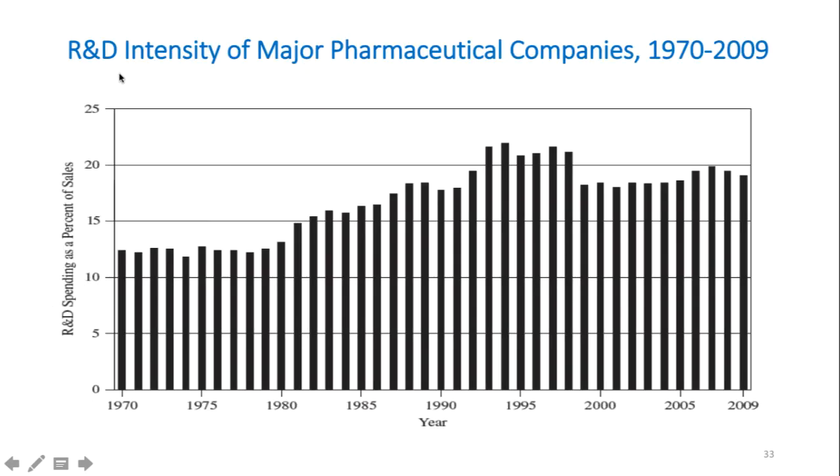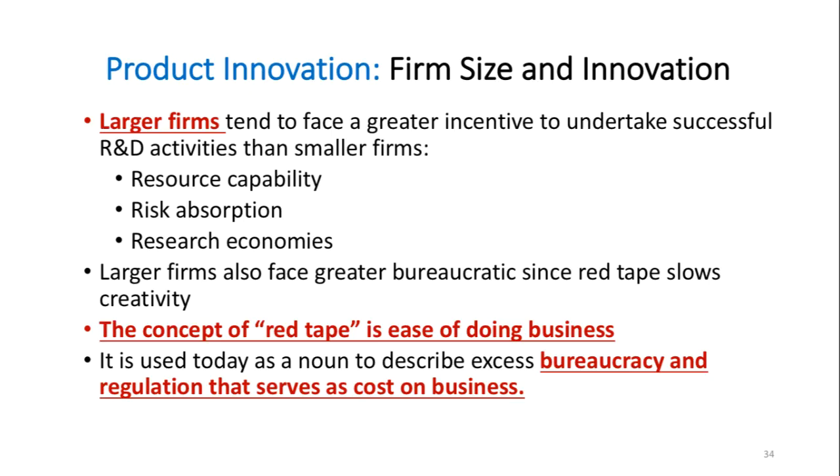As you can see, the R&D intensity of the major pharmaceutical companies has seen a lot of increases and decreases over the past few years, because of all these factors we mentioned. Product innovation depends on the firm's size and innovation. Larger firms tend to face a greater incentive to undertake successful R&D activities than smaller ones because of all the economies of scale we already talked about: resource capability, risk absorption, and research economies.